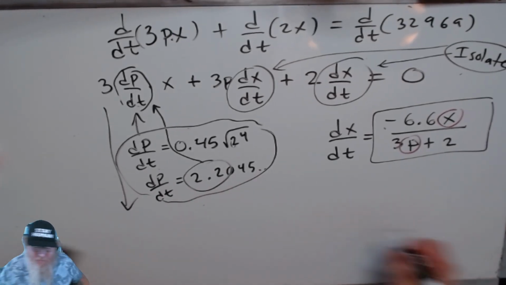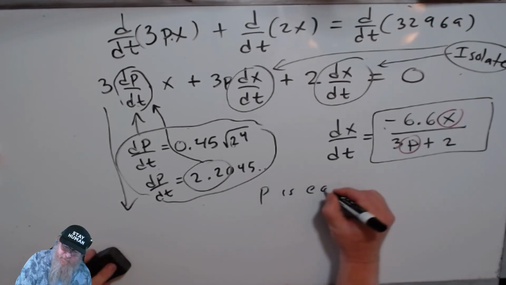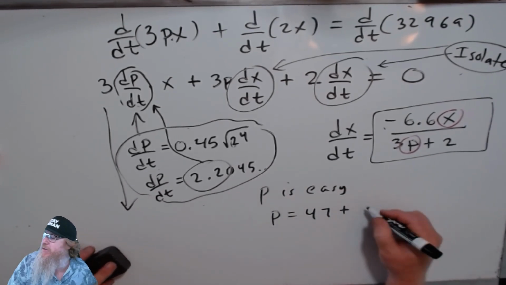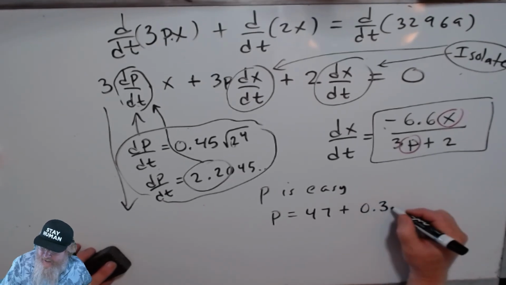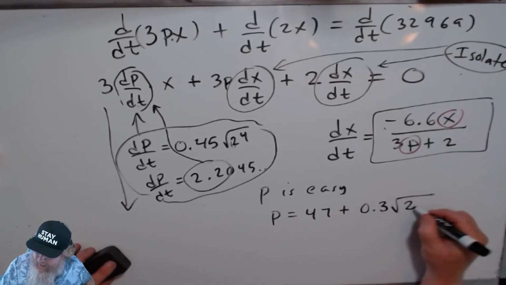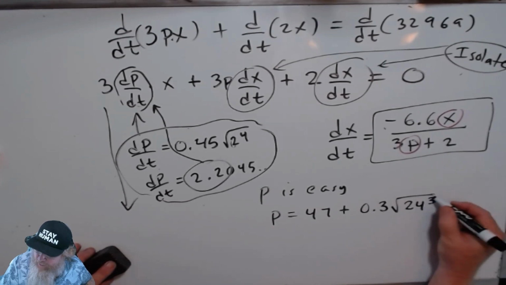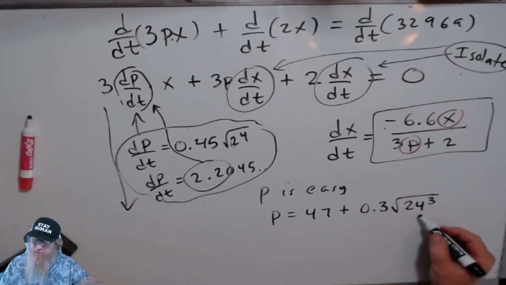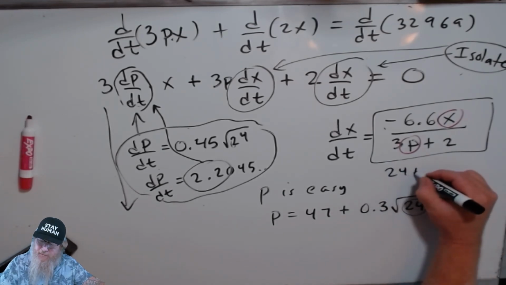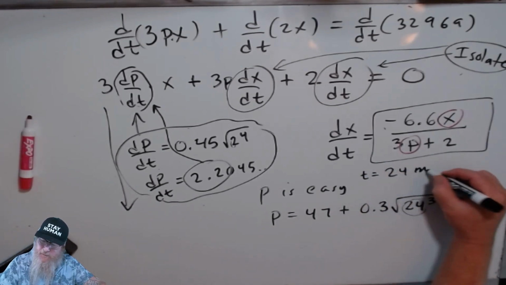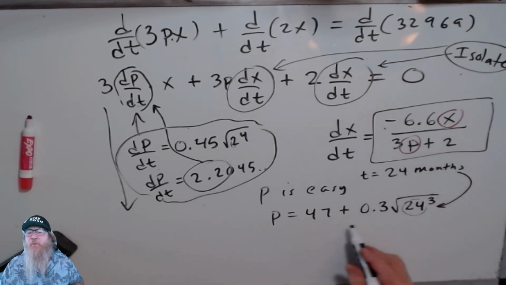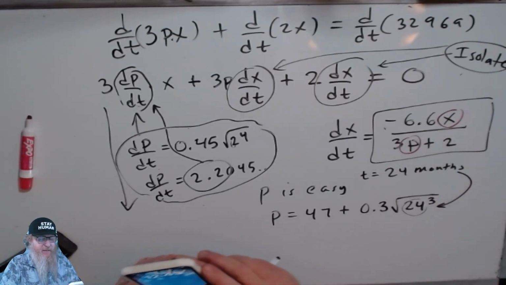P is the easy one. P was $47 plus 0.03 times the square root of 24 cubed. Yeah, remember, 24 months was T. We already had this formula. I just copied it back down again.